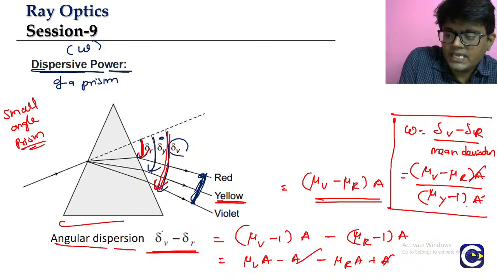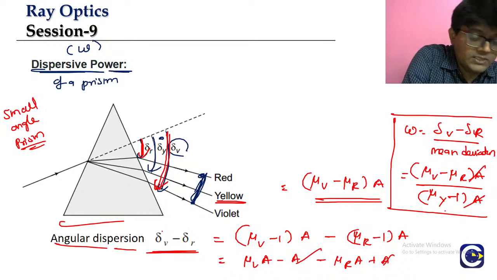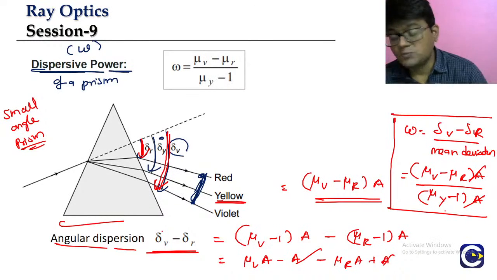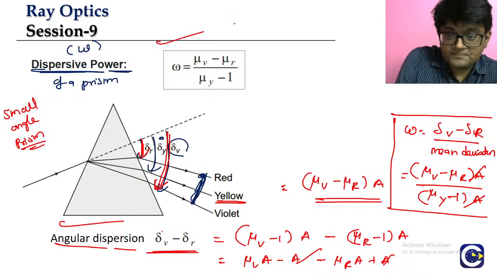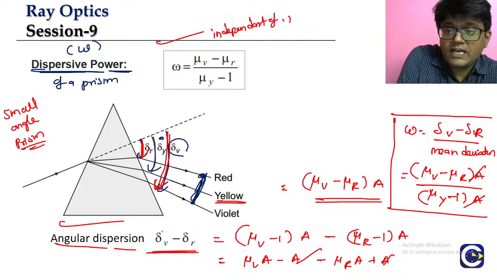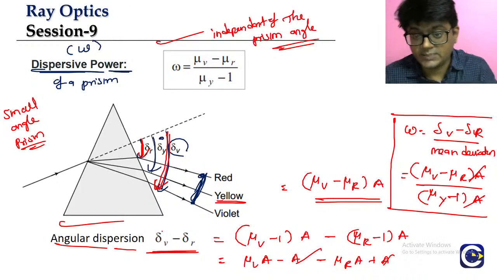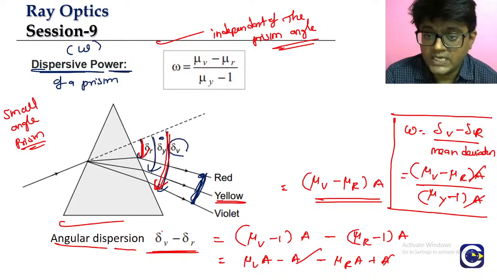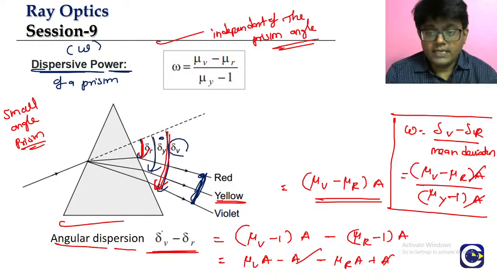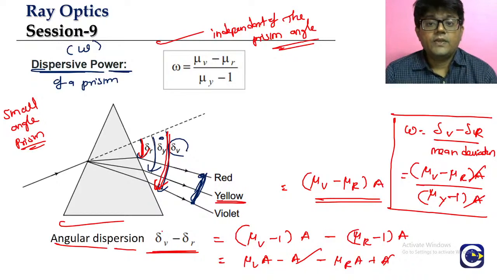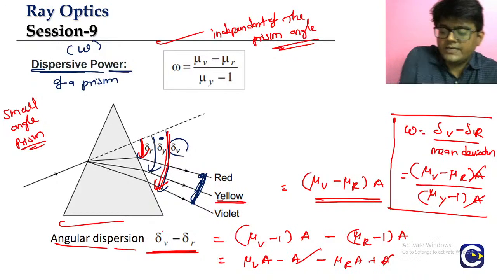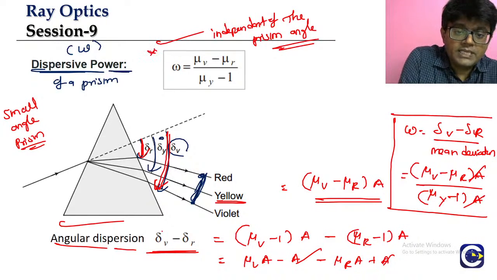So look at it. A will get cancelled. So for the small angle prism, the dispersive power we will see is independent of the prism angle. These kinds of questions we can expect in the reasoning type of areas. For a small angle prism, the dispersive power will be independent of the prism angle. But what is the value? Mu violet minus mu red divided by mu yellow minus 1. So this is the formula that we need to keep in mind, the dispersive power for a small angle prism.